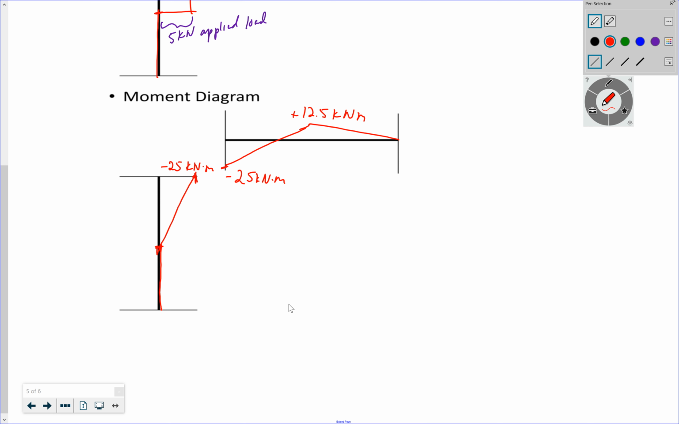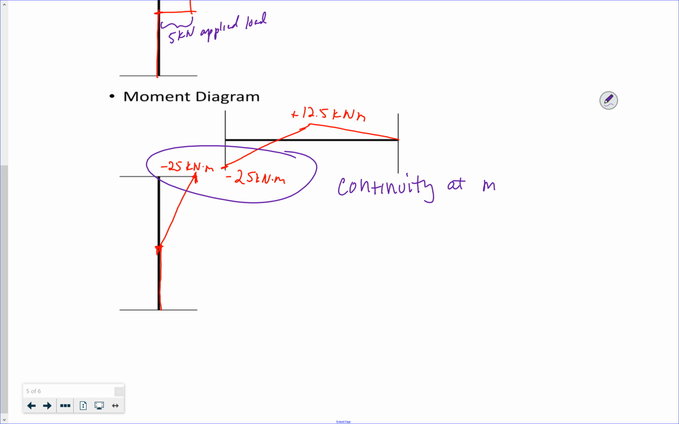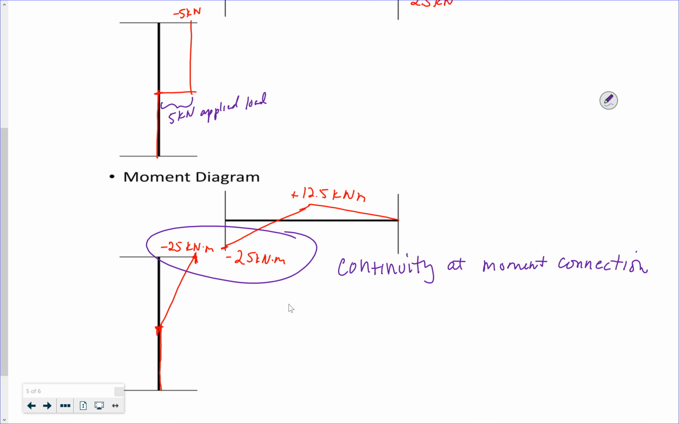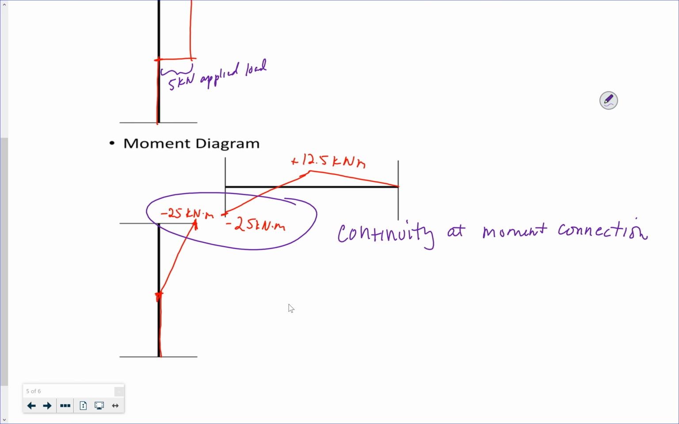Right? So what do you notice? That continuity, right? I don't have continuity for my shear because shear is axial and then axial is shear for the beam and the column. But I do have continuity for my moment.